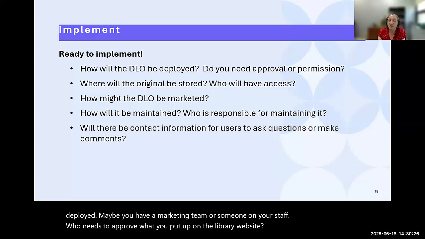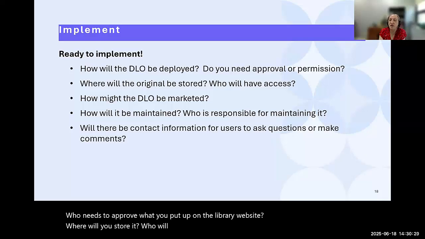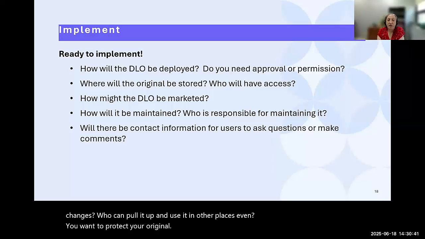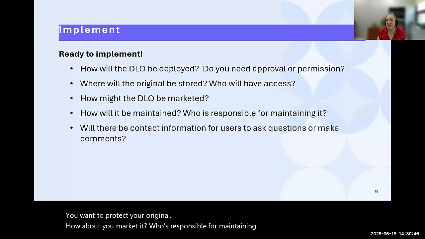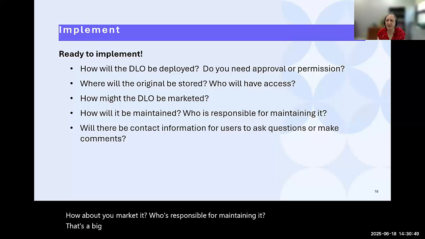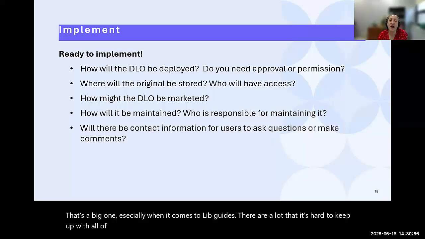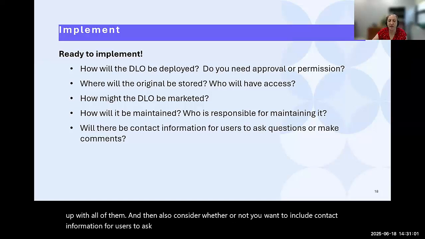Where will you store it? Who will have access to the original? Who can go in and make changes? Who can pull it up and use it in other places even? You want to protect your original. How might you market it? Who's responsible for maintaining it? That's a big one, especially when it comes to LibGuides. There are so many that it's hard to keep up with all of them. And then also consider whether or not you want to include contact information for users to ask questions or to make comments.